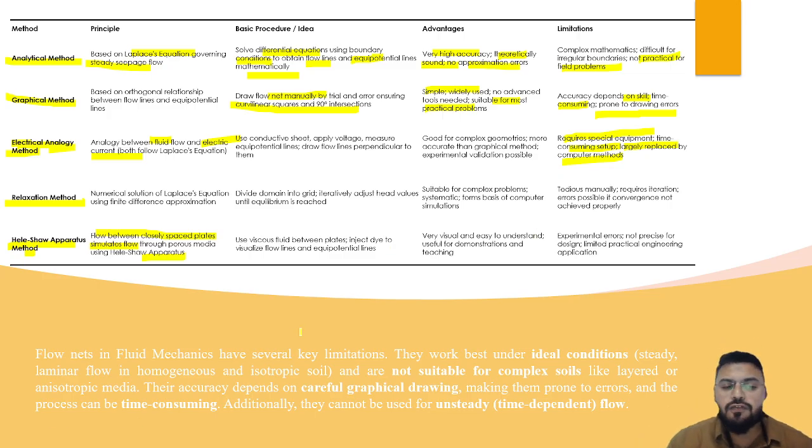So flow nets in fluid mechanics have several key limitations. They work best under ideal conditions, meaning flow is homogeneous and isotropic, not suitable for complex soils like layered or anisotropic media. Accuracy depends on careful graphical drawing, making them prone to errors, and the process can be time consuming. Additionally, they cannot be used for unsteady or time dependent flow.